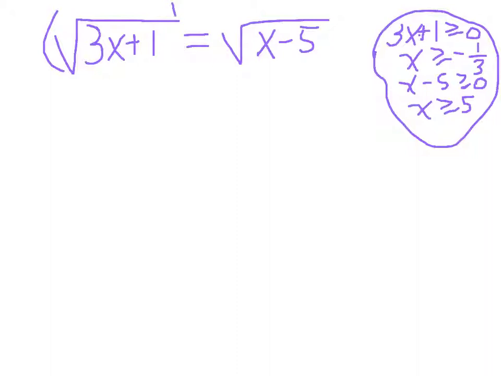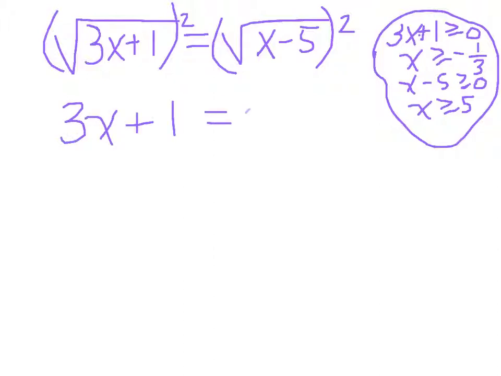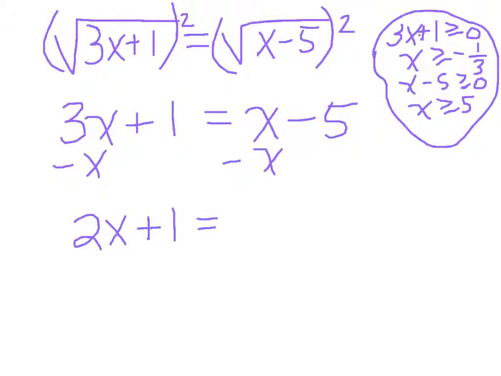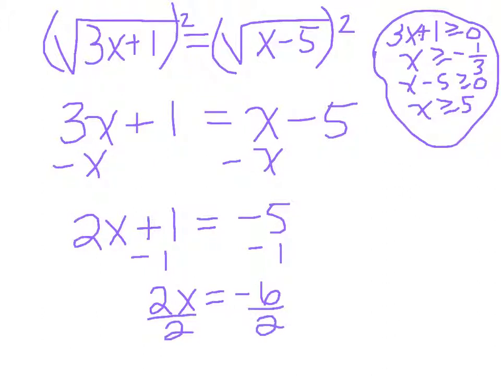The next step is, of course, going to be to square both sides. And this kind of problem is particularly nice because now I just have a linear piece on each side, and it's going to be much easier to solve. So first I'm going to move the x's onto the same side. So I'm going to subtract x from both sides, and I get 2x plus 1 equals -5. Then I'm going to subtract 1 from both sides. That gives me 2x equals -6. And when I divide by 2, I'm going to get x equals -3.